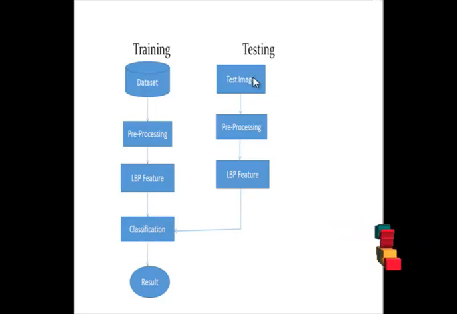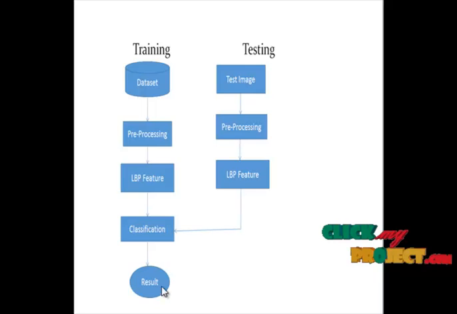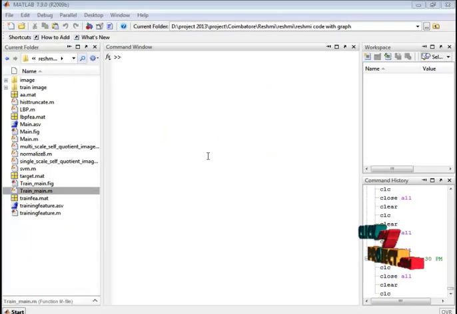In the testing stage, we have to give the input image. The input image passes to the pre-processing stage, and then it will pass to the LBP feature extraction technique, and based on the trained classifier, the testing feature is classified as an output. Finally, we are getting the result of the image. Now let's see the demo of our process.